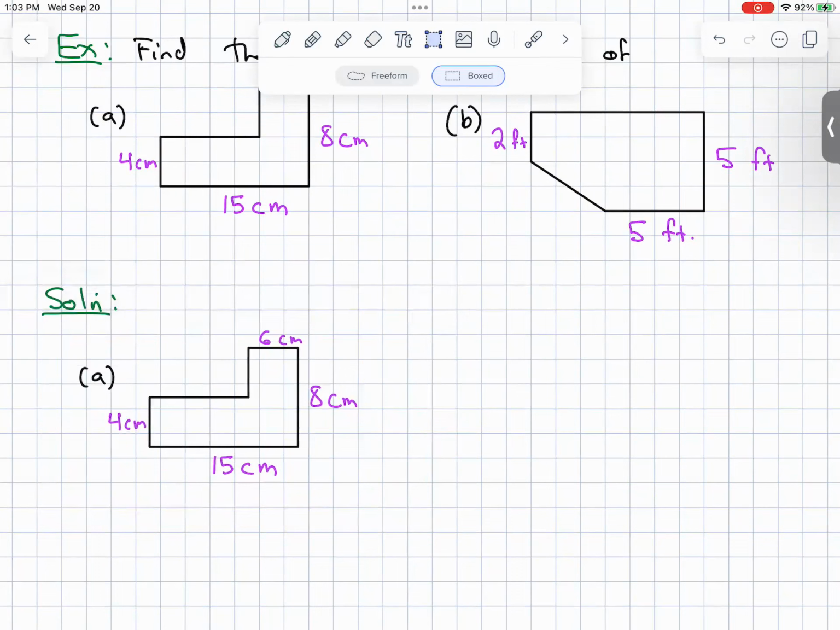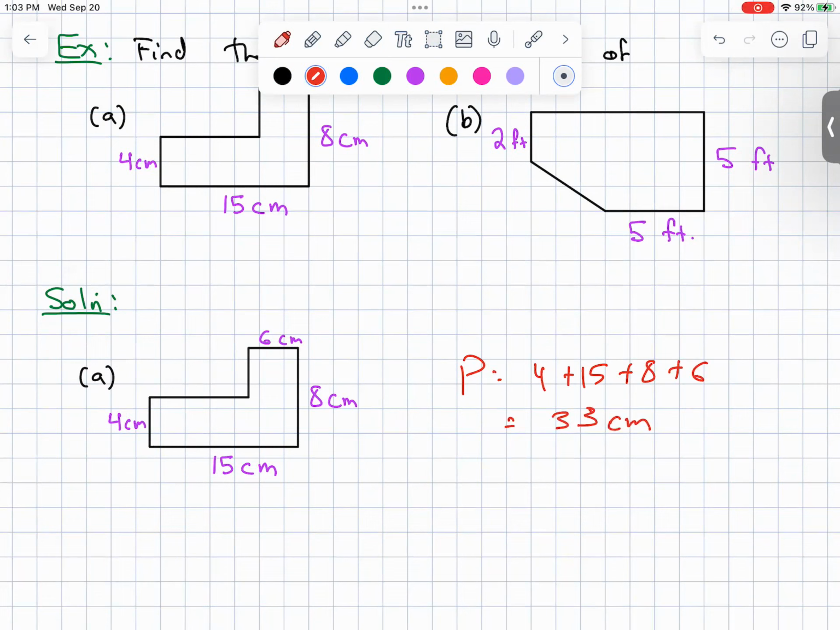So John Doe student says, "Oh, I got this. I got this." I'm writing this in red because this is not correct. John Doe student says, "Okay, perimeter. I'll just add 4 plus 15 plus 8 plus 6, and that's going to be 33 centimeters." Why does John Doe get it wrong?